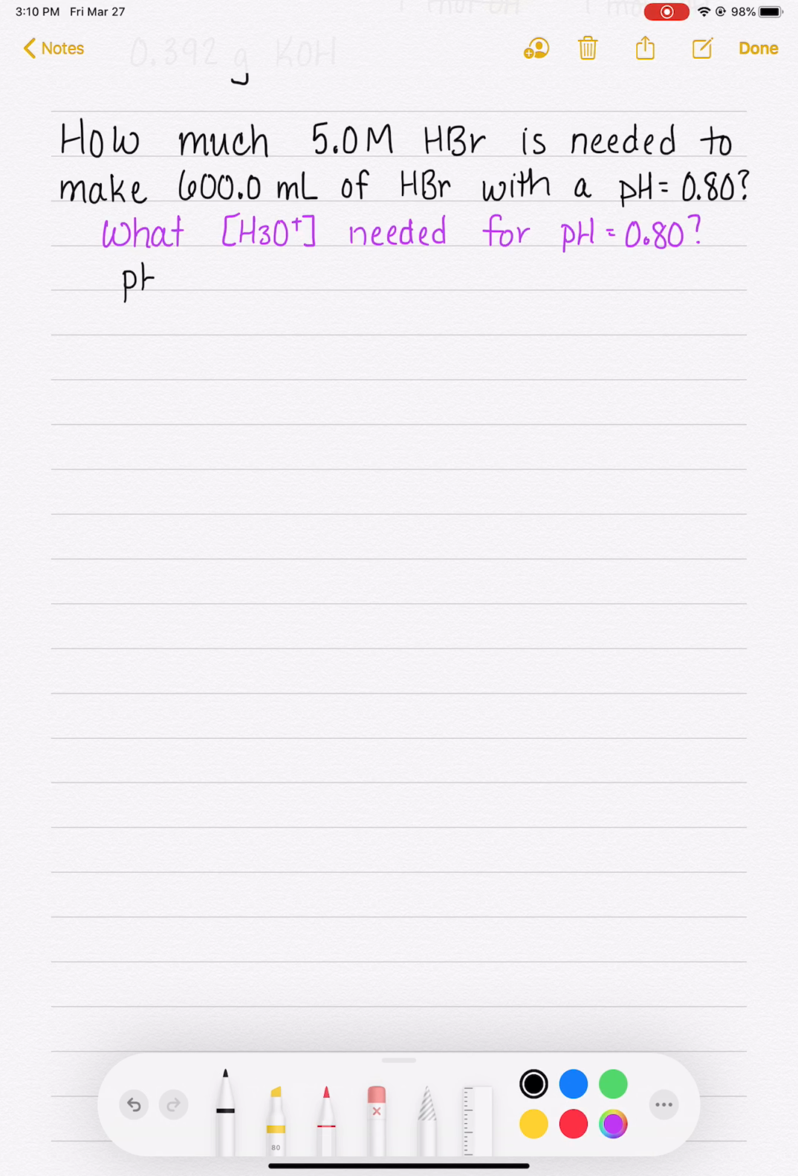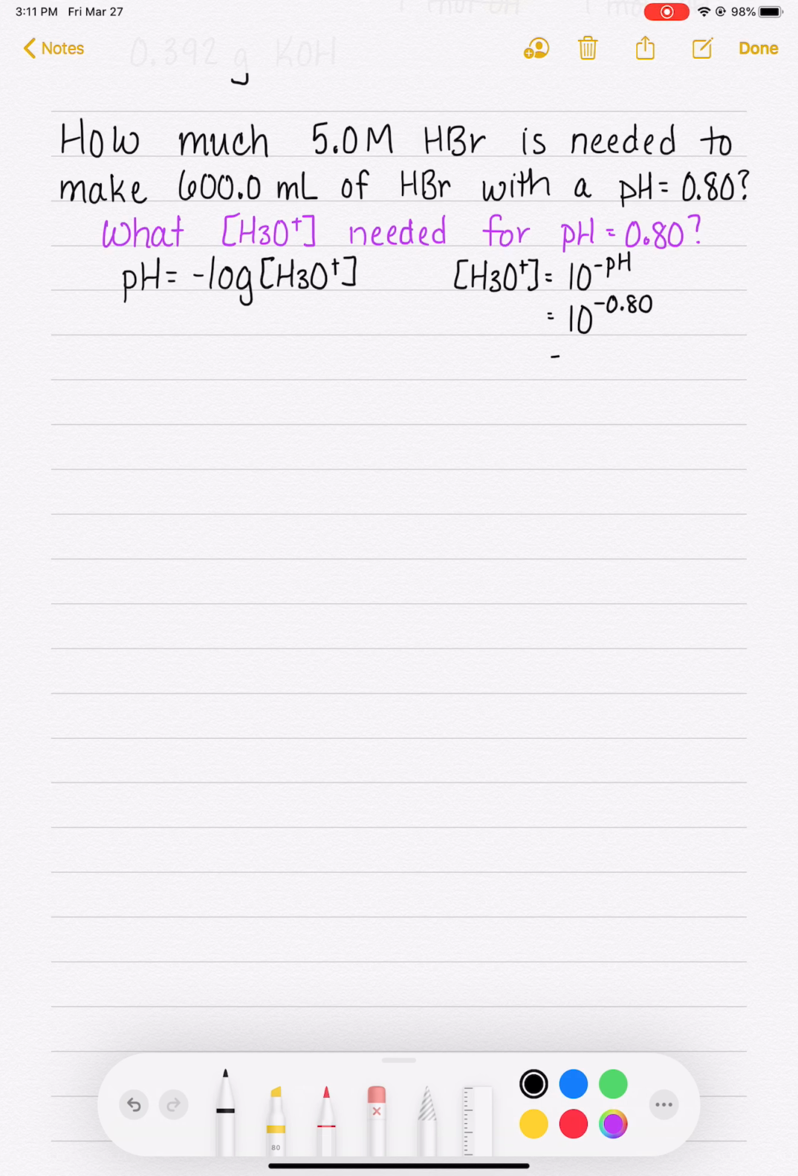Remember, our pH equation is negative log of H3O plus, but that's really not going to help us in this particular problem because we know the pH and we're trying to solve for H3O plus. So we can't use the equation in this form. We need to use it in the other form, the antilog. H3O plus equals 10 to the negative pH, 10 to the negative 0.80.